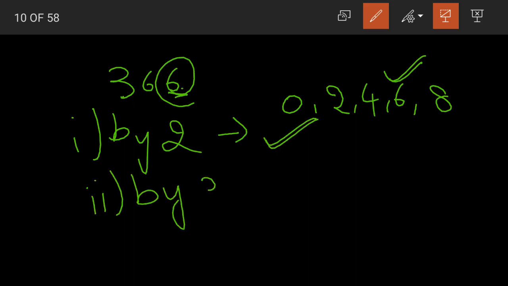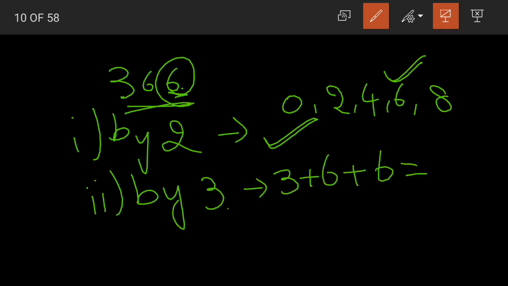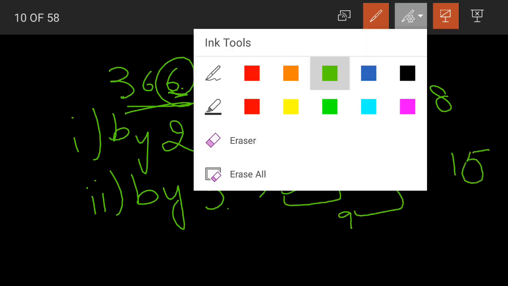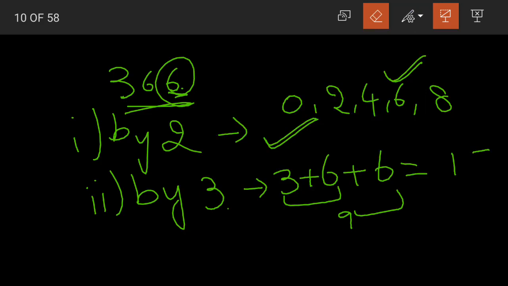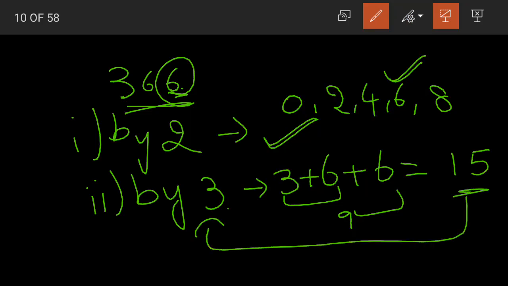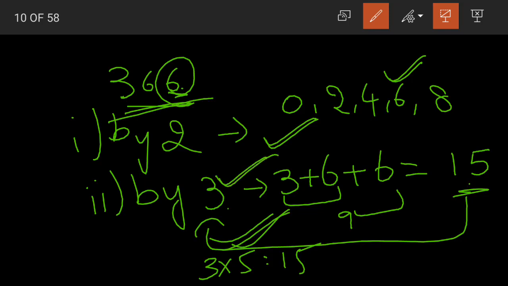Coming to divisibility by 3. What should we do? We should add the given digits. 3 plus 6 plus 6. 3 plus 6, 9. 9 plus 6, 15. Wait a minute, children. Now what should we do with this 15? Is 15 a multiple of 3? Yes, we have 3 5s are 15. 15 is a multiple of 3. So the number 366 is divisible by 3 as well.